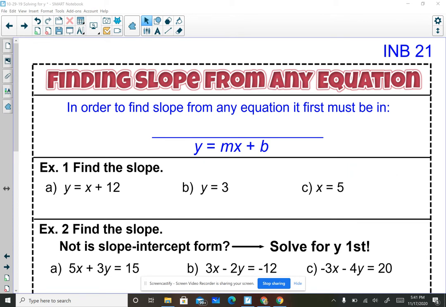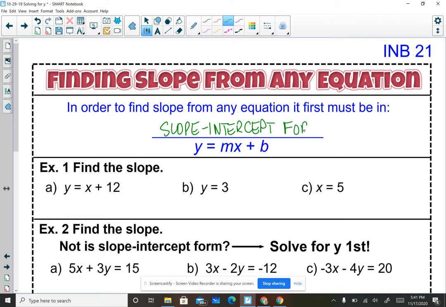All right. So if I'm finding slope from any equation, what I have to do first is make sure my equation is in slope-intercept form. Slope-intercept form must be y = mx + b. If it's not in slope-intercept form, you can't find the slope.